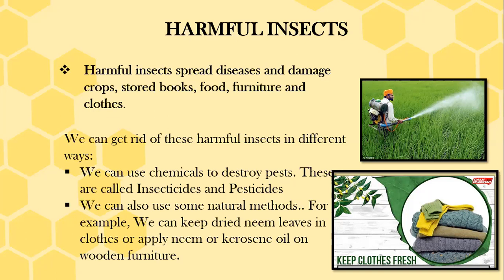For example, we can keep dried neem leaves in clothes or apply neem or kerosene oil on wooden furniture. We can protect our clothes from insects by keeping dried neem leaves in them, and we can polish our wooden furniture with neem oil and kerosene oil so that termites don't attack it. So I hope, children, you understood this lesson. Okay, thank you so much, and please complete the work which I'll be giving later on. Thank you.